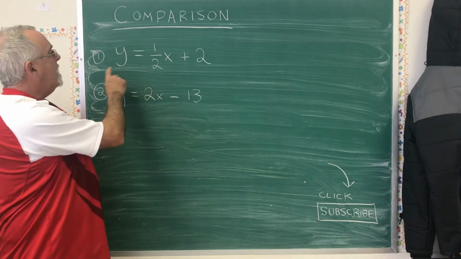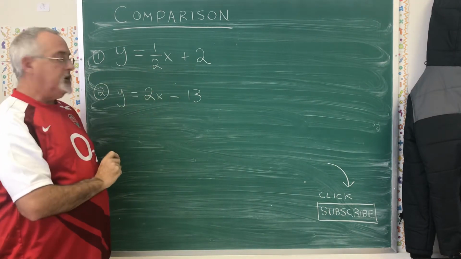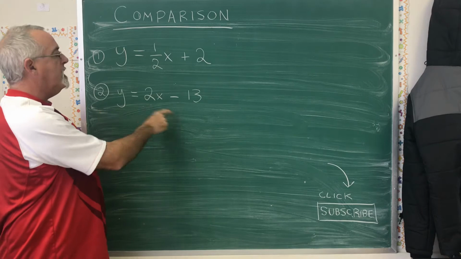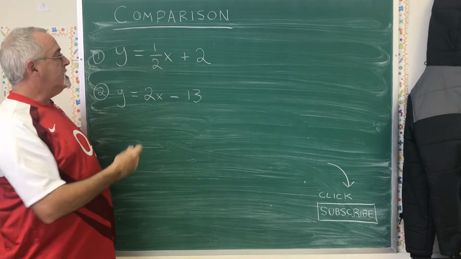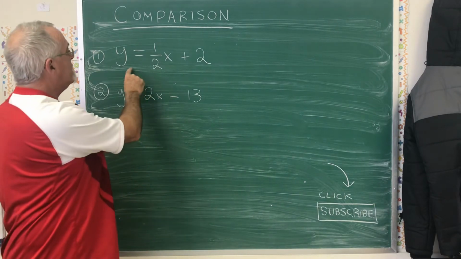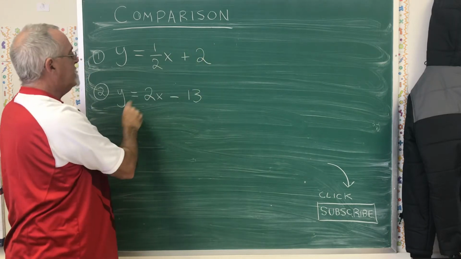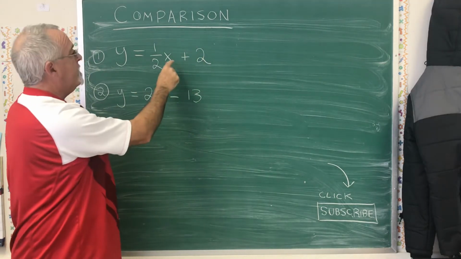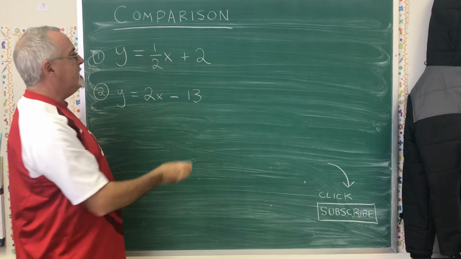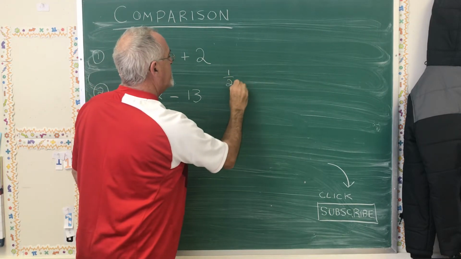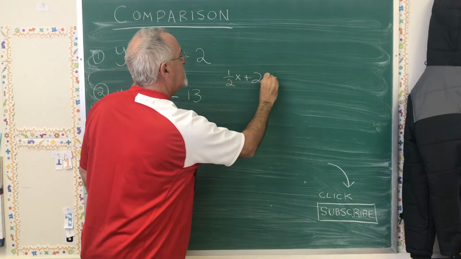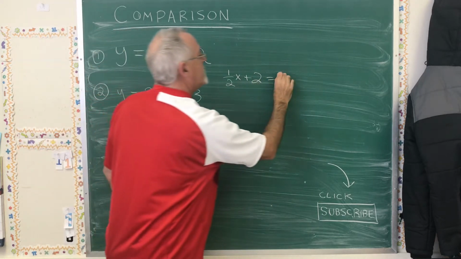Here we have line 1, which is y equals 1/2 x plus 2, and line 2, which is y equals 2x minus 13. The concept of comparison is y is equal to this, but y is also equal to that. Therefore, this is equal to that, and we can say so. 1/2 x plus 2 is equal to 2x minus 13.